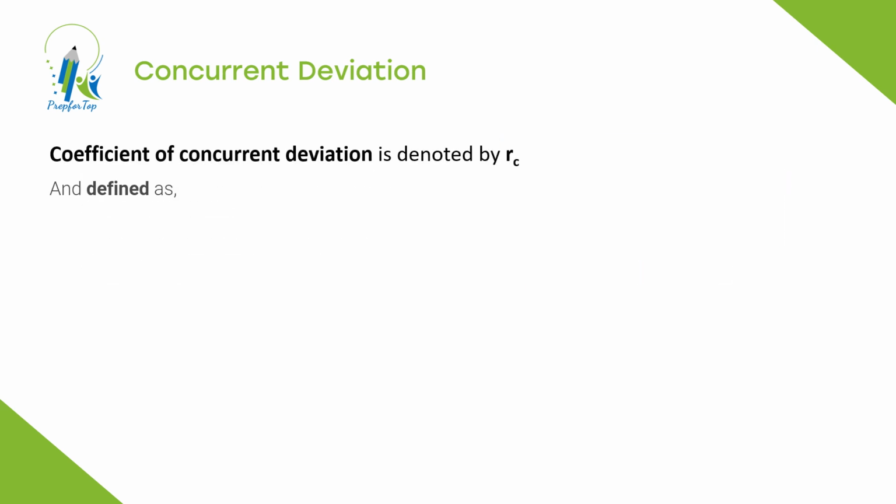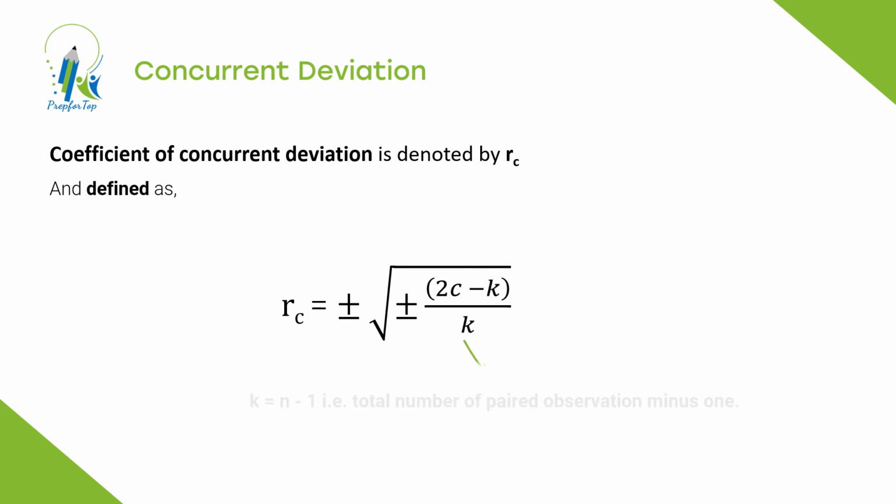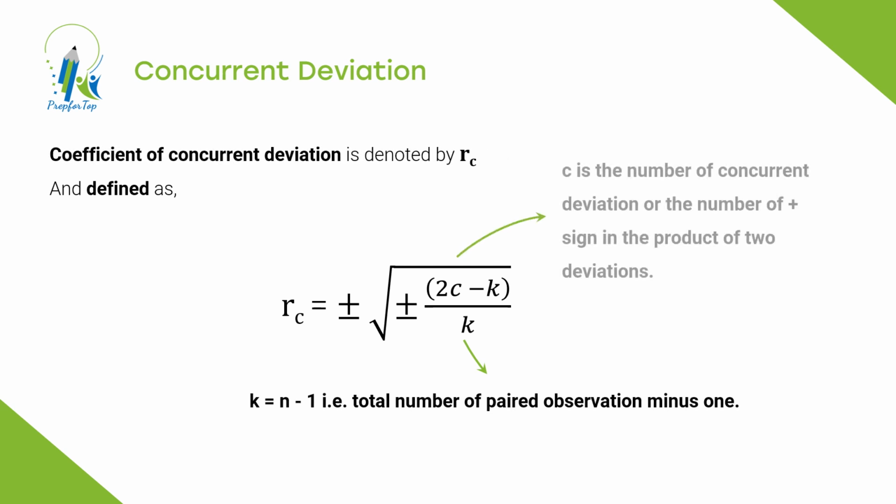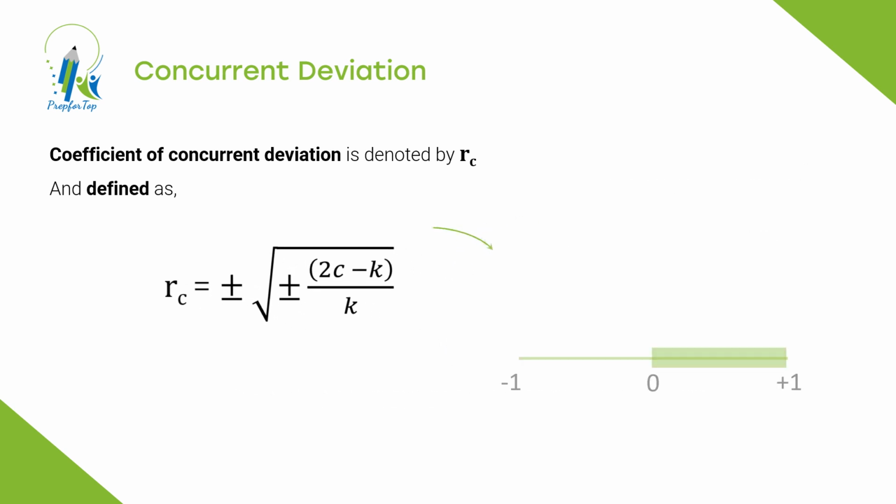The coefficient of concurrent deviation is denoted by RC and defined as RC = ±√(±(2C − K)/K), where K equals n minus 1, the total number of paired observations minus 1. C is the number of concurrent deviations, or the number of plus signs in the product of two deviations.